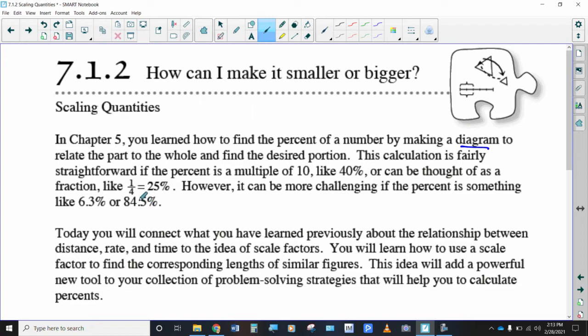But there are different approaches that we can take, and you're going to learn more about one particular approach that's very popular today. Today, you will connect what you have learned previously about the relationship between distance, rate, and time to the idea of scale factors. You will learn how to use a scale factor or a multiplier to find the corresponding lengths of similar figures. This idea will add a powerful new tool to your collection of problem-solving strategies that will help you calculate percents.